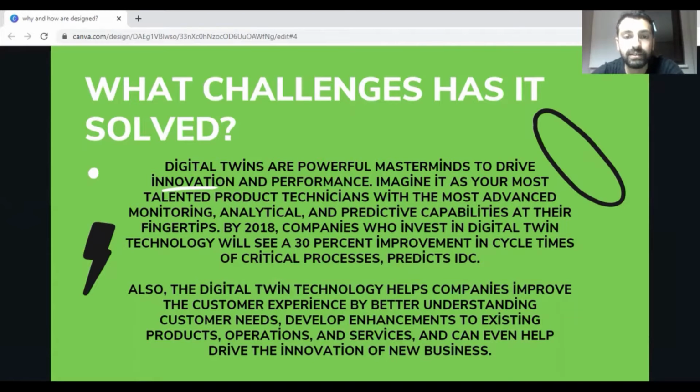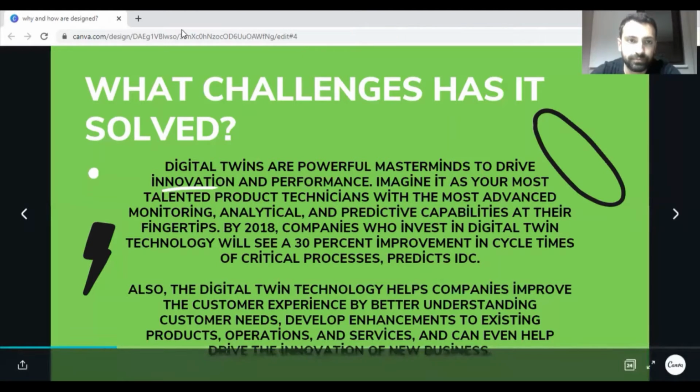By 2018, companies who invest in digital twin technology will see a 30% improvement in cycle times of critical processes, predicts Gartner. Also, digital twin technology helps companies improve the customer experience by better understanding customer needs, develop enhancements to existing products, operations, and services, and can even help drive the innovation of new businesses.